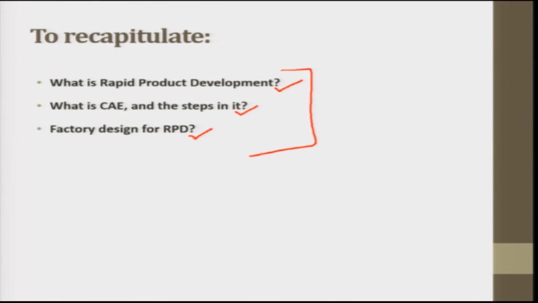Also, in rapid product development, I would just like to list them again. One should be product design and planning. Number 2, the product architecture. Number 3, product specifications.